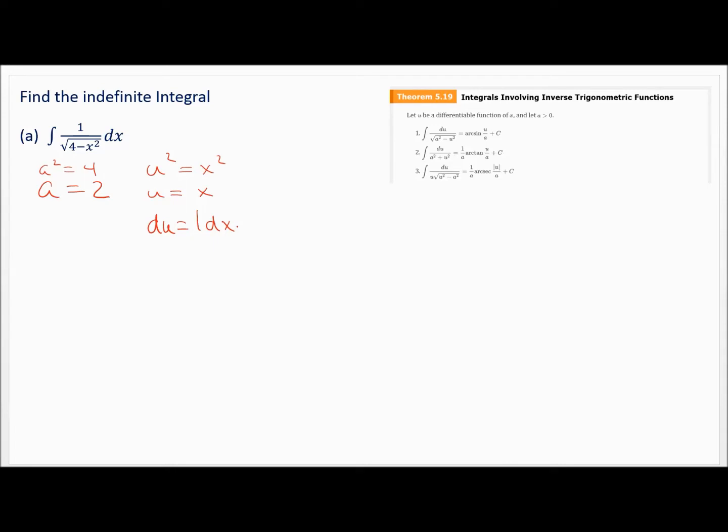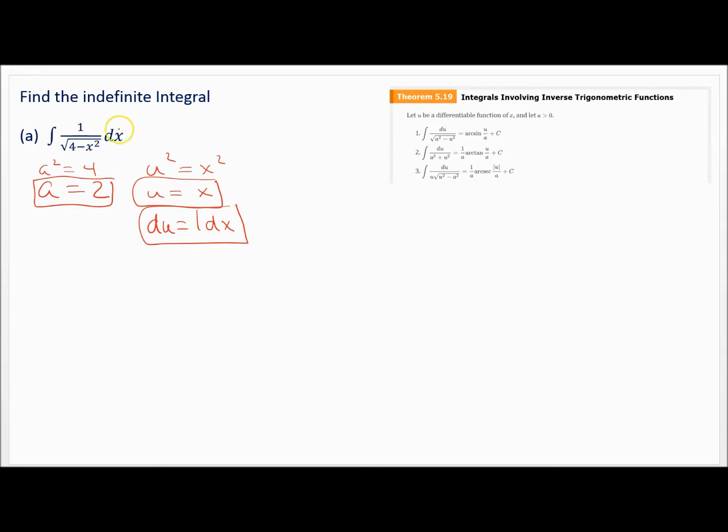Now in the future, I'm probably not going to write what a squared is and what u squared is. I'm just going to go ahead and say, hey, a is 2 because it's always the square root of that guy, and u is equal to x because it's always the square root of that guy. You with me? And I have to find du. Those are the 3 things I need to make sure I clearly note.